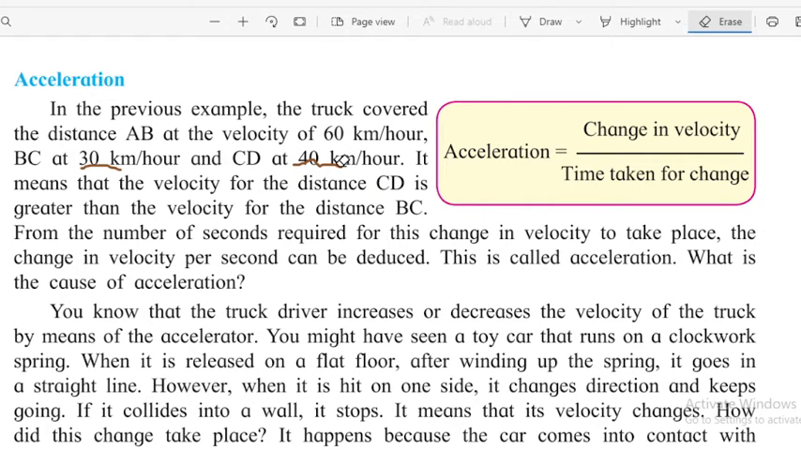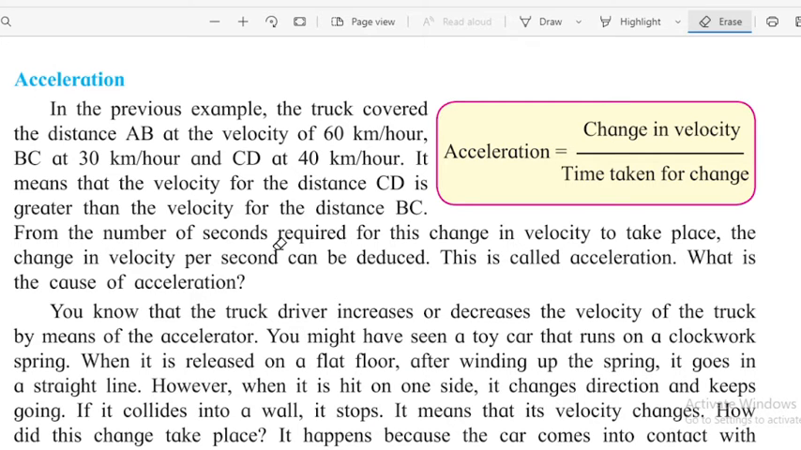What is acceleration? Acceleration is the change in velocity divided by the time taken. That is, the change in velocity upon the time taken for the change.